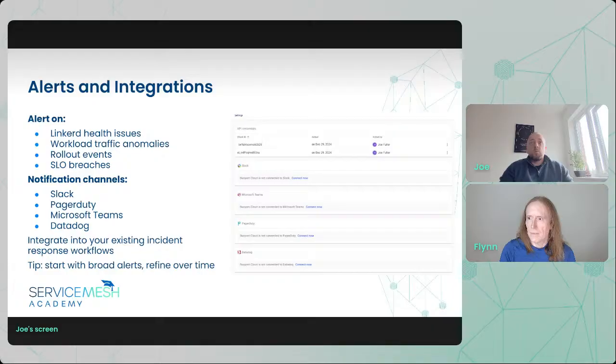What I'm seeing a lot of is Buoyant Cloud feeding into an internal ecosystem of tools within customer teams, where they say, okay, we'll just piggyback our existing alerting flow with Buoyant Cloud. So we can send those health events, traffic anomalies, those rollout events we just mentioned, SLO breaches, to Slack, to PagerDuty, to Teams, and even to Datadog. We've got customers who plug their Datadog deployment into Buoyant Cloud or connect them together. So this is becoming a more widely adopted feature.